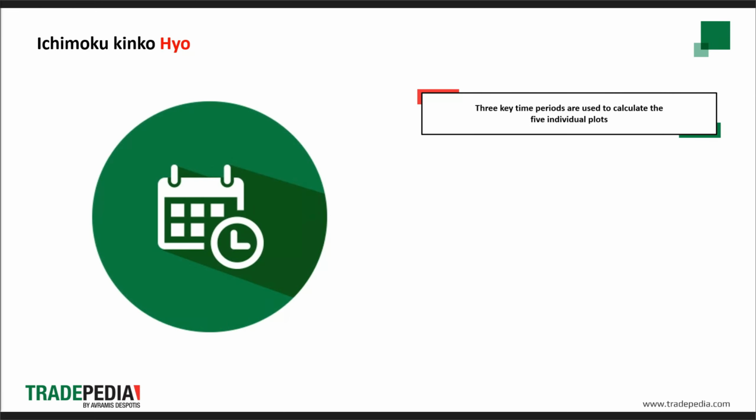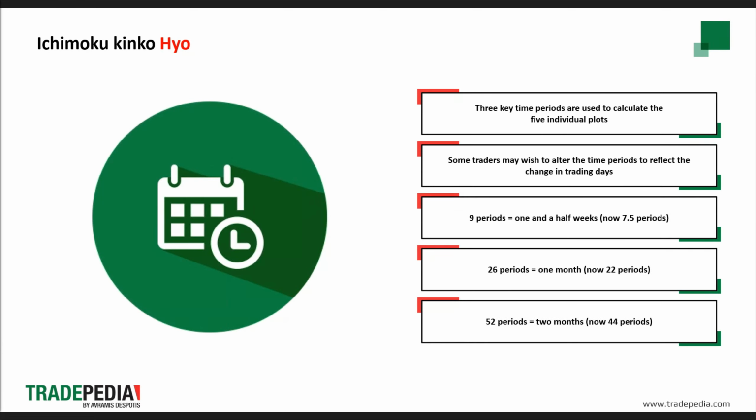So here we have three key time periods used to calculate the five individual plots. I realized I did not even give you a briefing on what the individual components are. Firstly, there are no slides on this, and I'm not very sure why, but there are six components of the Ichimoku cloud.